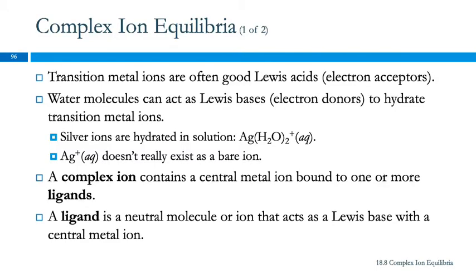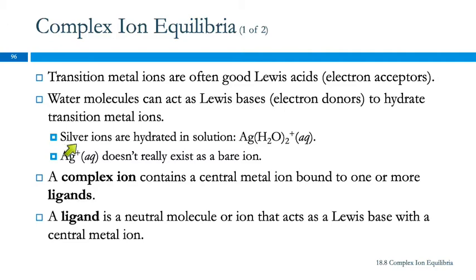So, complex ions. Transition metal ions are often good Lewis acids. Remember that Lewis acids are electron acceptors, right? Water molecules can act as Lewis bases because they have lone pairs on the oxygen. So the water molecules can hydrate transition metal ions.